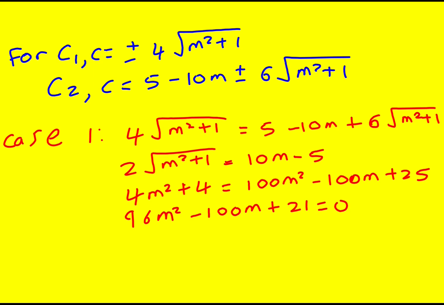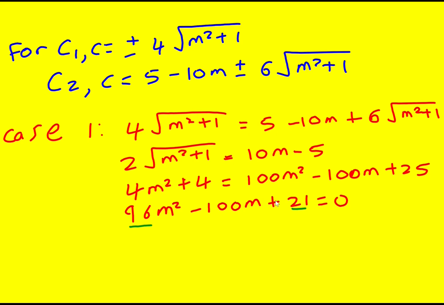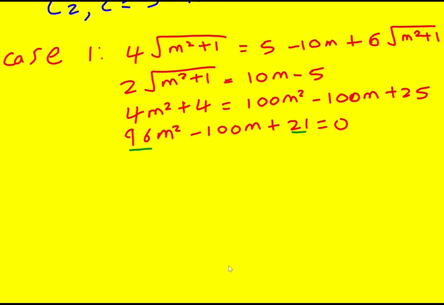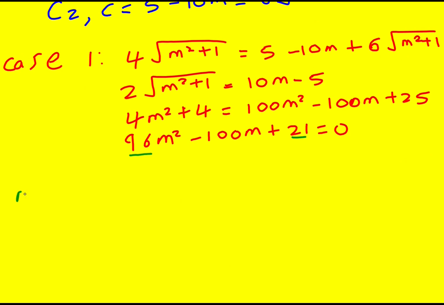Turns out this does factorize, but I took one look at it and thought I do not want to try and factorize that with a coefficient of 96 here. And 21, we've got a few choices, probably 3 and 7, but I don't know that. Could be 1 and 21. So I started completing the square actually, and I thought this looks messy. So I did decide to go to the quadratic formula, and that's what I'm going to use here. I'm not saying it's the best way, but it worked out.